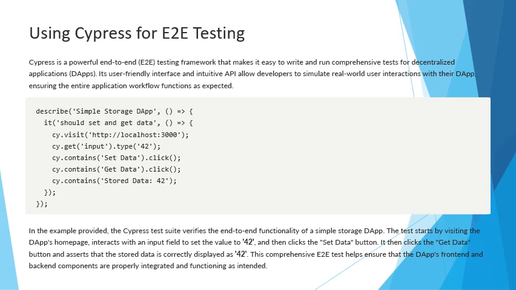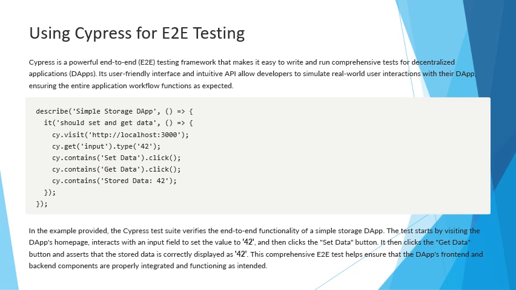Cypress is also a powerful E2E testing framework that makes it easy to write and run comprehensive tests for DApps. Its user-friendly interface and intuitive API allow developers to simulate real-world user interactions with the DApp, ensuring the entire application workflow functions as expected.